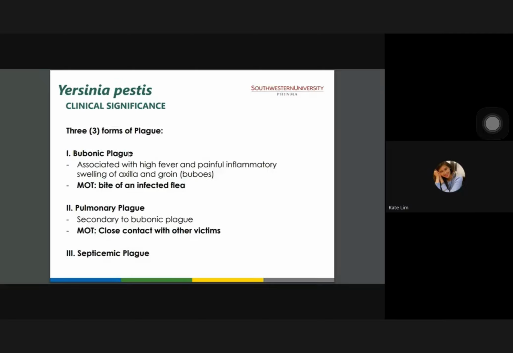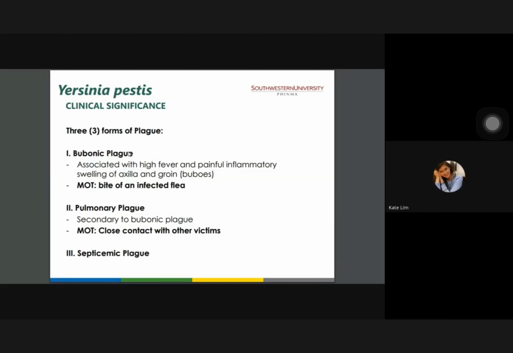Another type of plague is your pulmonary plague. Your pulmonary plague is when the plague bacteria spread to the lungs. This is often a complication of your bubonic plague. Since it involves the lungs, it involves severe respiratory symptoms, like respiratory distress. We have cough, chest pain, and difficulty in breathing. These are some of the signs and symptoms commonly manifested in a pulmonary plague.